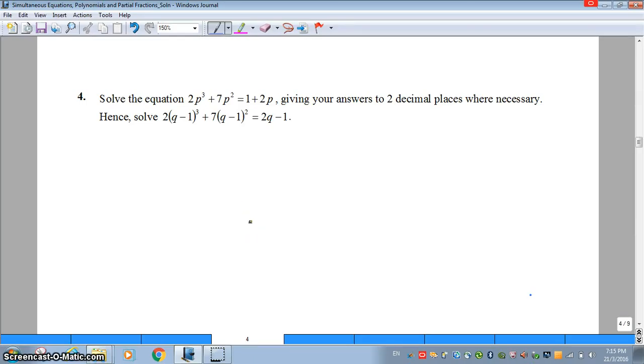Question 4 is very important. It's the solving of cubic equation. I will need you to pay close attention to some of the details in my working. First thing, let us define the cubic equation in P in this case.